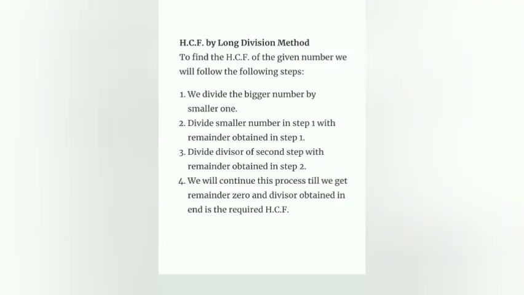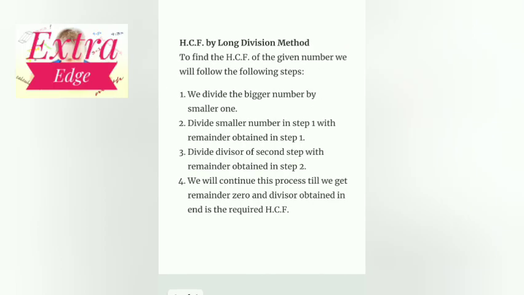Now we shall see how to find HCF by using the long division method. The steps are like this. First of all, if you are given two numbers, we'll divide the bigger number by the smaller one. Then whatever the remainder is in the first step, we'll divide the divisor of the previous step by the remainder. This step will be continued till we get a remainder 0, and the last divisor that we get will be the HCF of the given numbers.